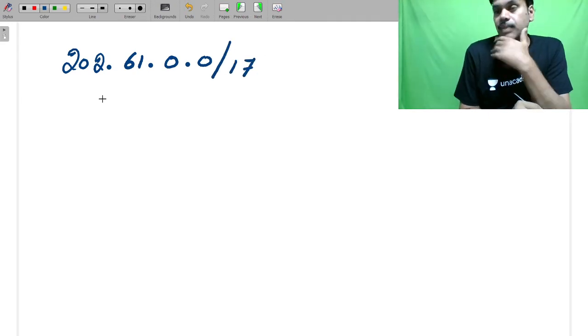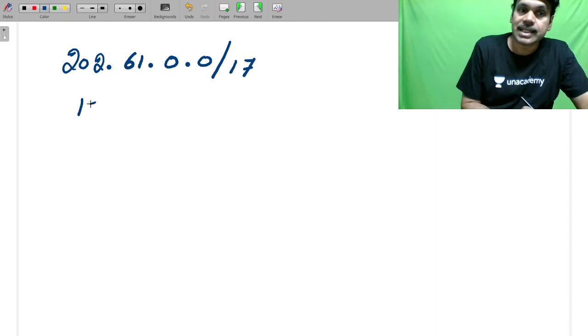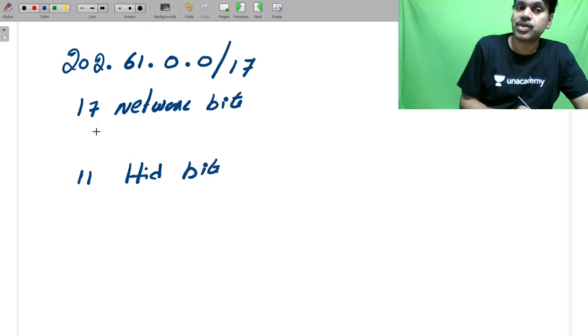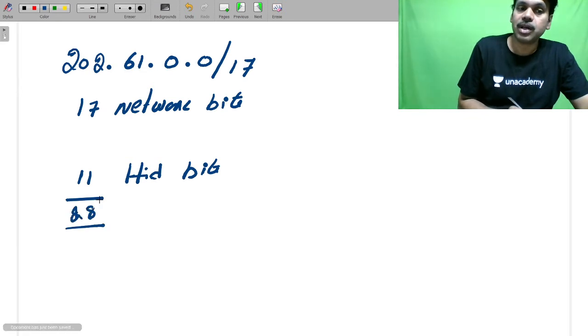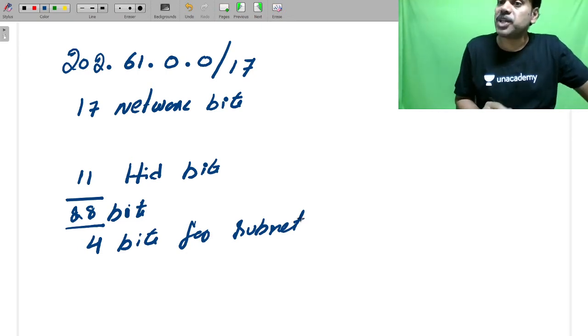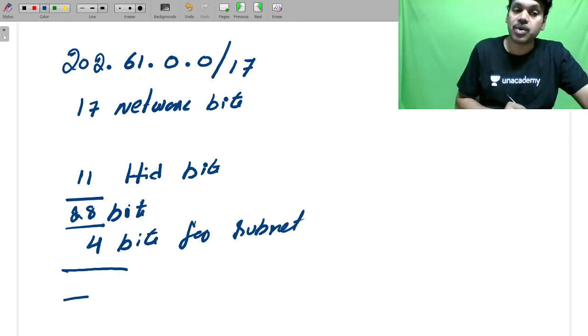202.61.0.0/17, which means 17 network bits. You cannot change them. And how many zeros are required? 17 HID bits. So 17 plus 11 is 28, right? So the remaining 4 bits are for subnet. You need to guess like that. Remaining 4 bits for subnet. So all together now you've got 32 bits.